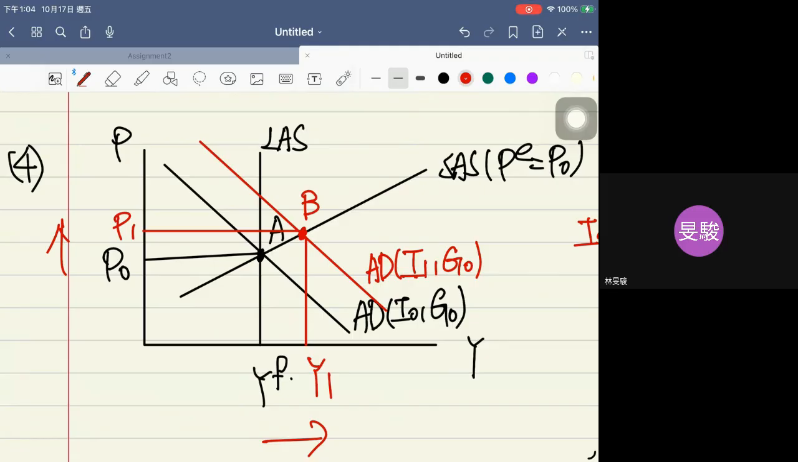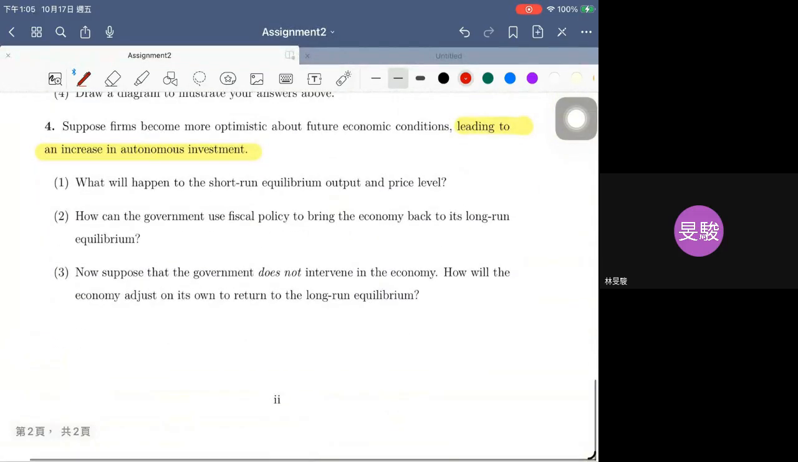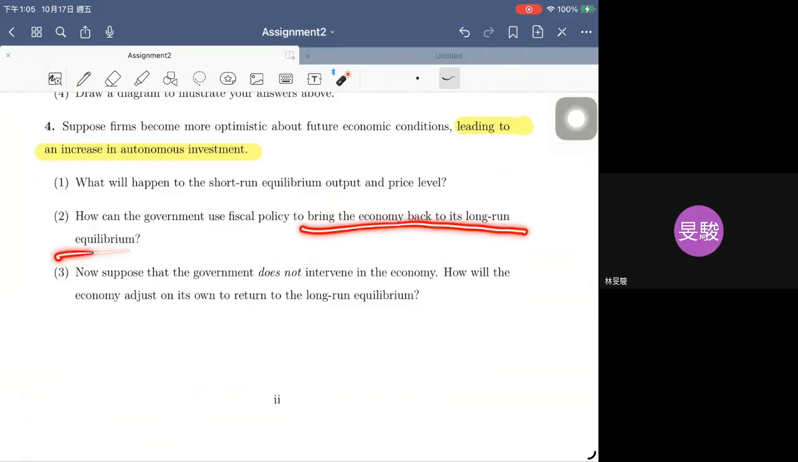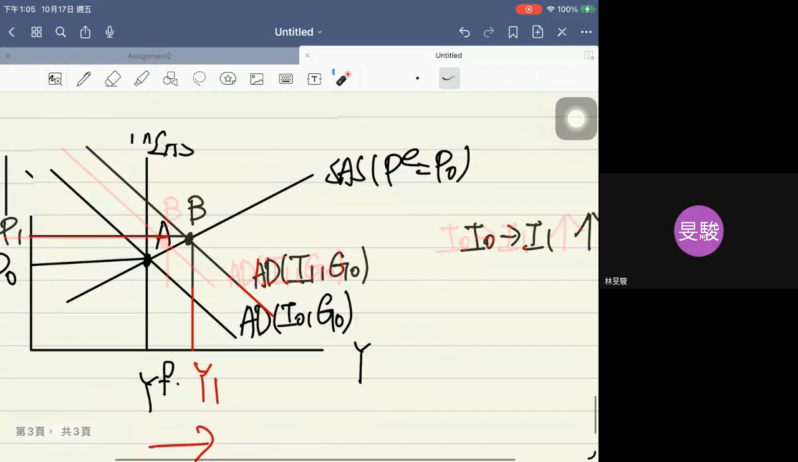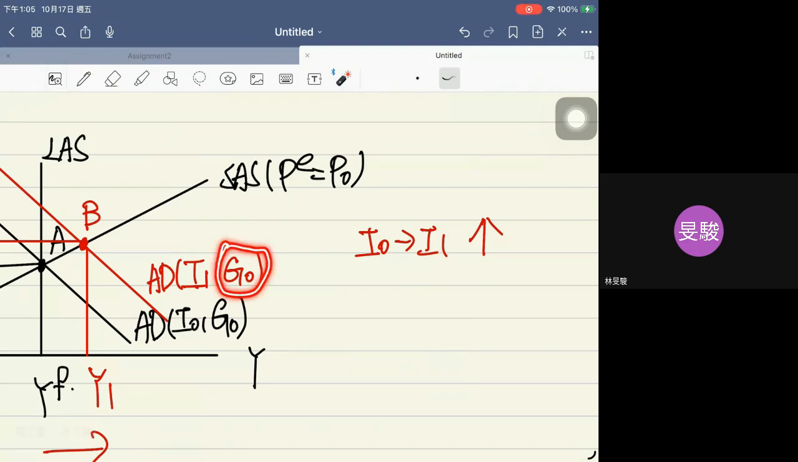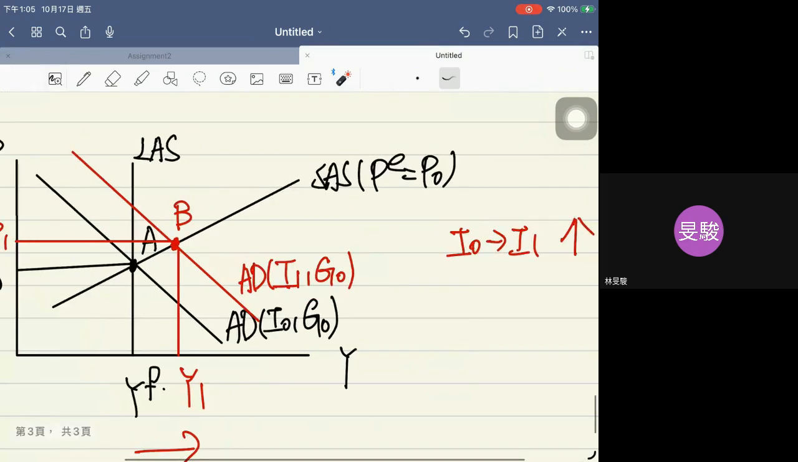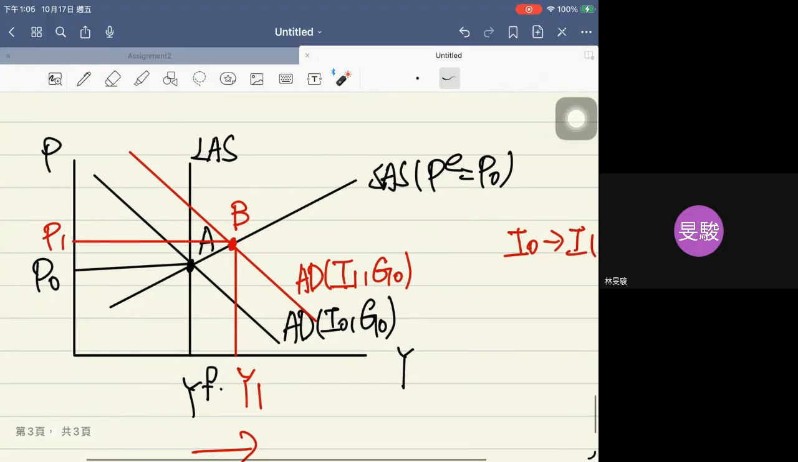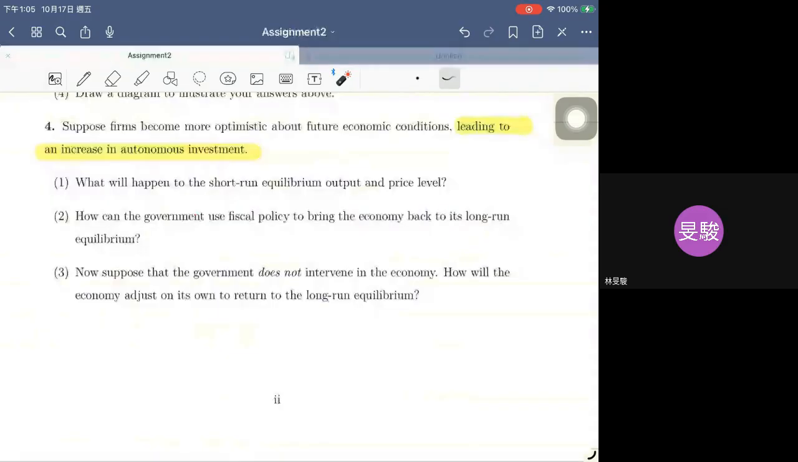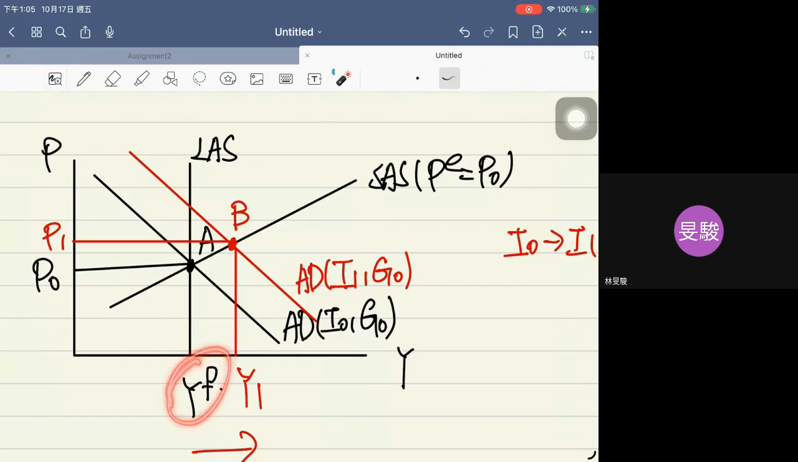And number two, how can the government use fiscal policy to bring the economy back to its long run equilibrium? This means that the government will change its expenditure. This is the fiscal policy. We want to bring the economy back to its long run equilibrium. The long run equilibrium is just this.